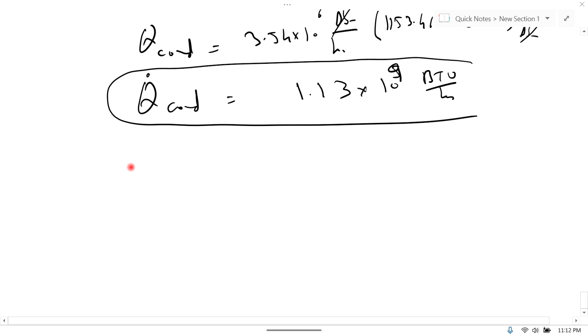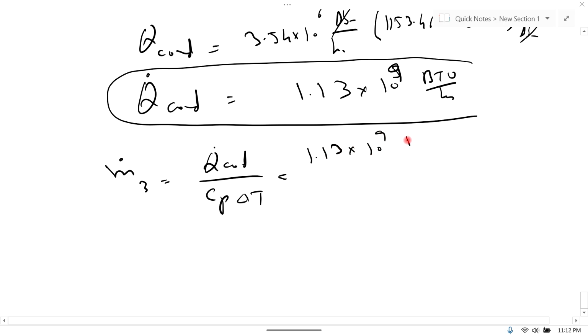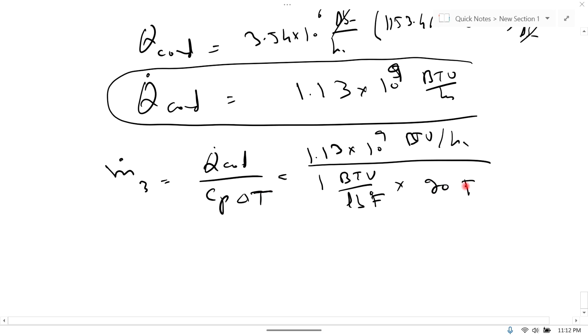Now we can easily find the mass flow rate of the cooling part of the condenser, which is m dot Cw, or m dot 3, equal to Q in condenser divided by Cp del T. This is the equation, Q is equal to m Cp del T. So this is 1.13 multiplied by 10 power 9 BTU per hour divided by Cp of water, which is 1 BTU per pound mass degree Fahrenheit, and the temperature difference is given to us as 20 degrees Fahrenheit.